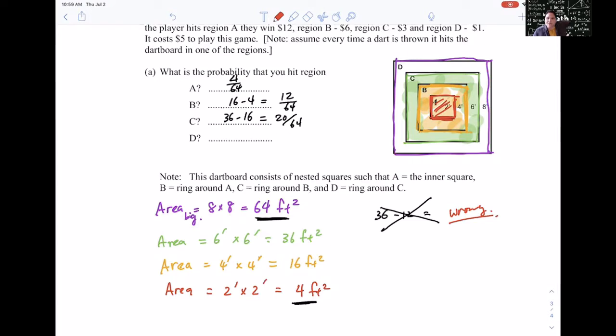What should these probabilities all add up to? 100. If we're always going to hit the dartboard, these probabilities should all add up to what? 1. 1, absolutely. So I can just take 1, we know is 64 out of 64, right? So I can take 64, take out the 20, take out the 12, take out the 4, and I'd be left with something.